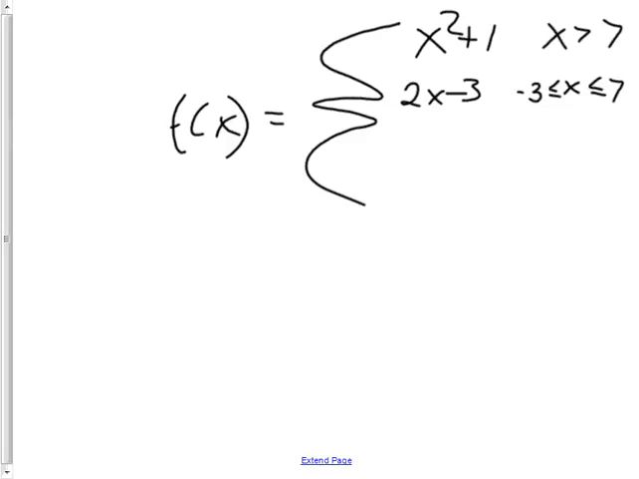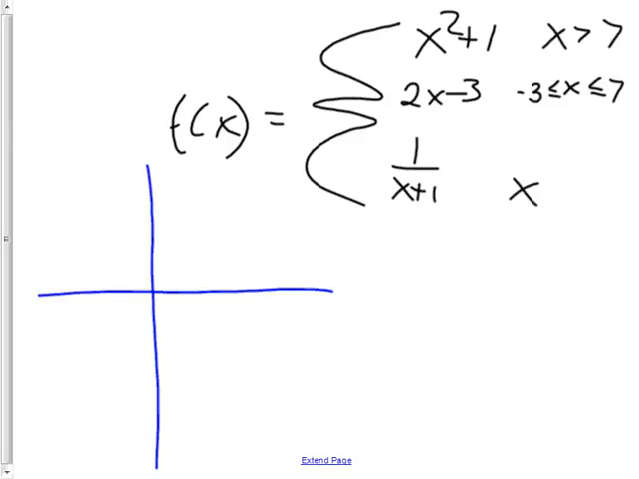And last but not least, it's 1 over x plus 1 when x is, let me think now, what should I go up to here? When x is, you should be able to fill it in. There's only one spot left. Let me make sure you understand what I'm talking about here.